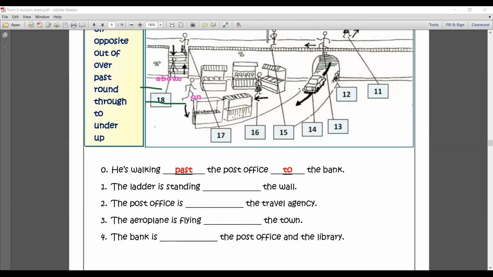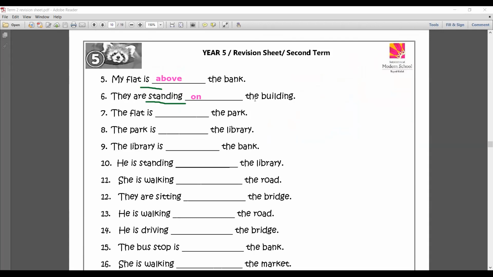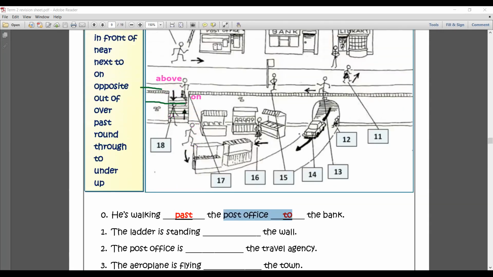Okay. And also with past, we used past because here we said he's walking. Is walking past the post office to. Past and to are both prepositions of movement that came with a verb of movement. Okay, the flat is what to the park.